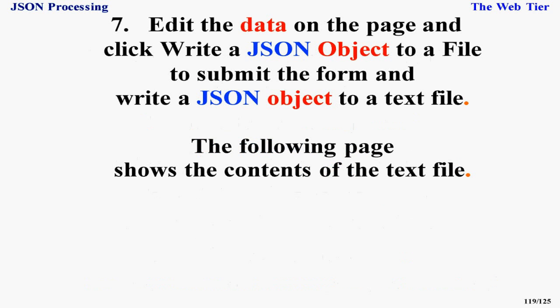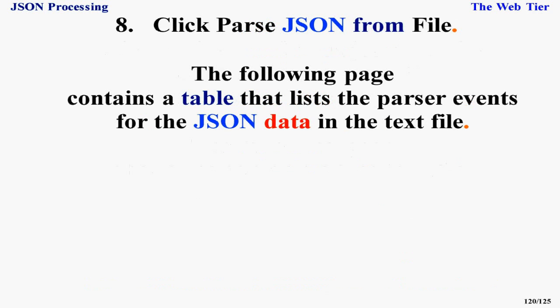7. Edit the data on the page and click Write a JSON object to a file to submit the form and write a JSON object to a text file. The following page shows the contents of the text file. 8. Click Parse JSON from File. The following page contains a table that lists the parser events for the JSON data in the text file.